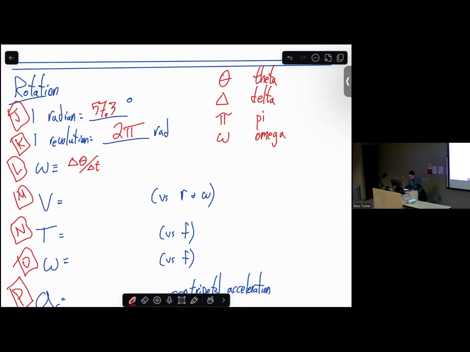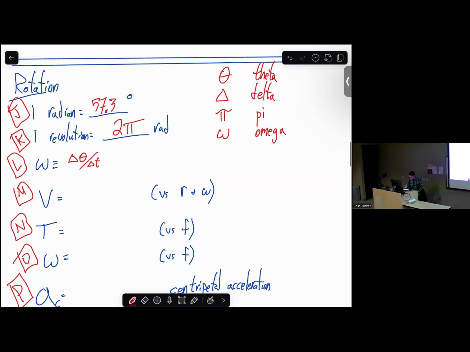Yeah, they're the Greek letters that are used here. Okay, so omega, the rate of change of angle instead of the rate of change of position. Velocity, delta x over t? No. I asked you in terms of r and omega. R omega.